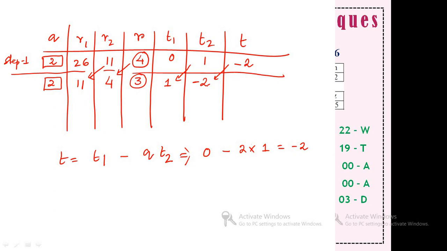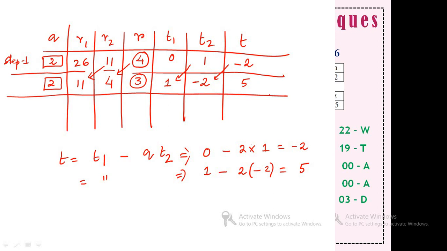What should be the value of T? Can you give me? Very good. So it is again the same equation we are using. At this point my T1 is 1 minus Q is 2 and my T2 is minus of 2. So it becomes 5. So basically the entry over here is 5. So that entry second. Any doubt over here? Can you check for the second one, third one?